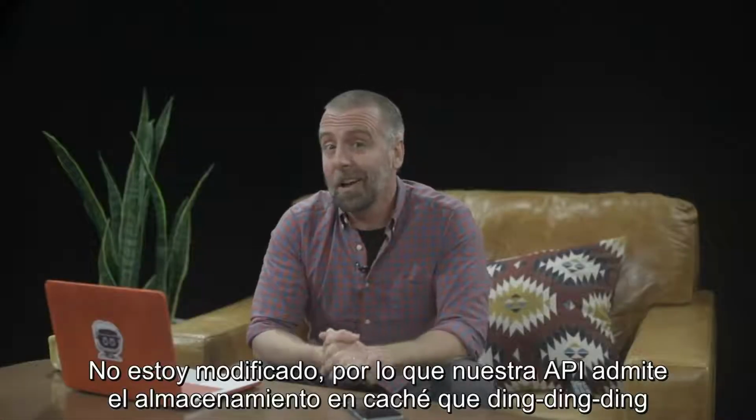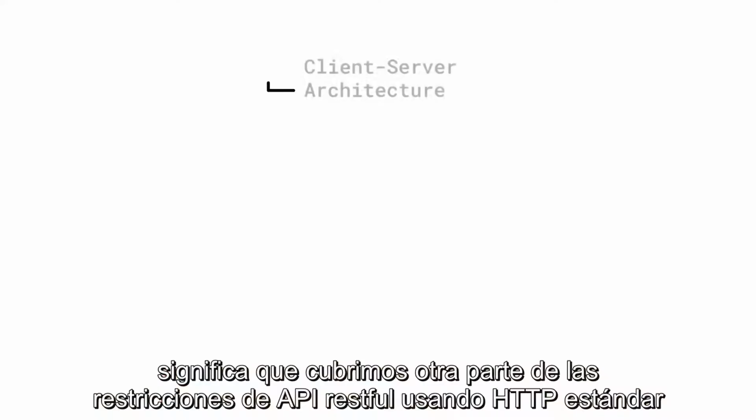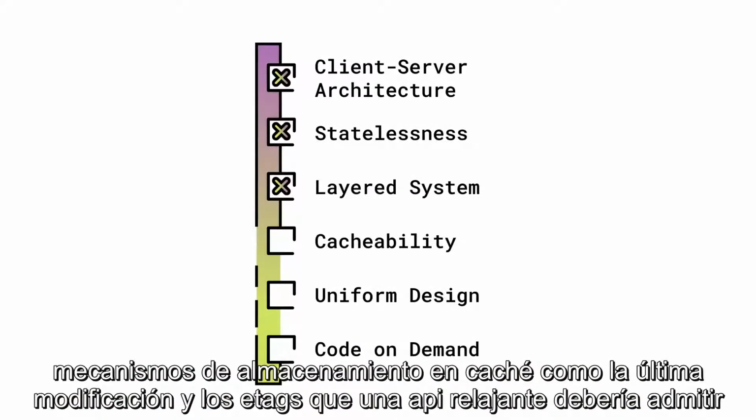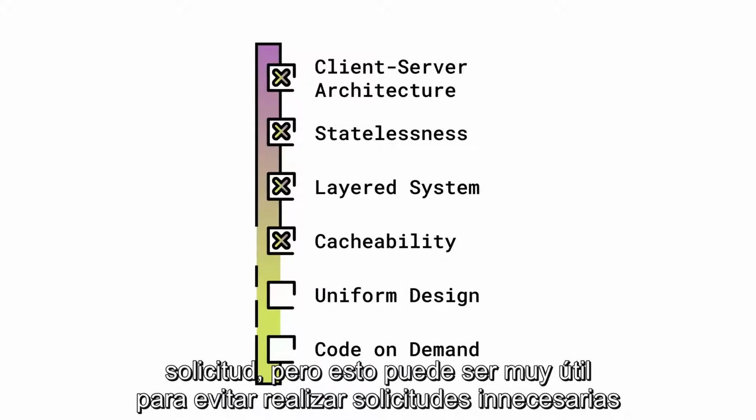Which, ding, ding, ding, means we covered another part of RESTful API constraints. Using standard HTTP caching mechanisms like Last-Modified and ETags, a RESTful API should support caching. It's up to you to maintain the cache on your client and decorate your request, but this can come in really handy to avoid making unneeded requests.